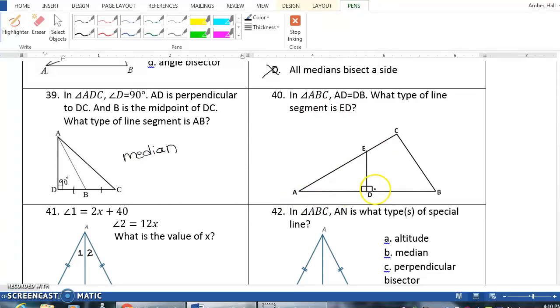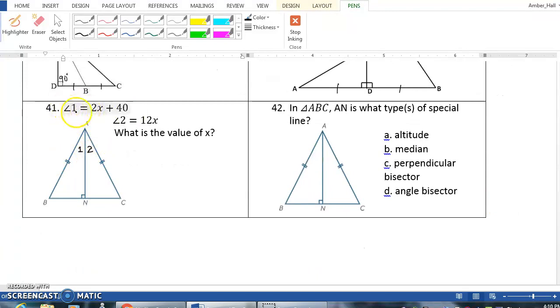40. In triangle ABC, AD equals DB, so I'm just labeling these. What type of line segment is ED? Well, altitudes and medians and angle bisectors all go through a vertex. This line is not going through a vertex. So a special line that fits is the perpendicular bisector. It is perpendicular and it does bisect this line.